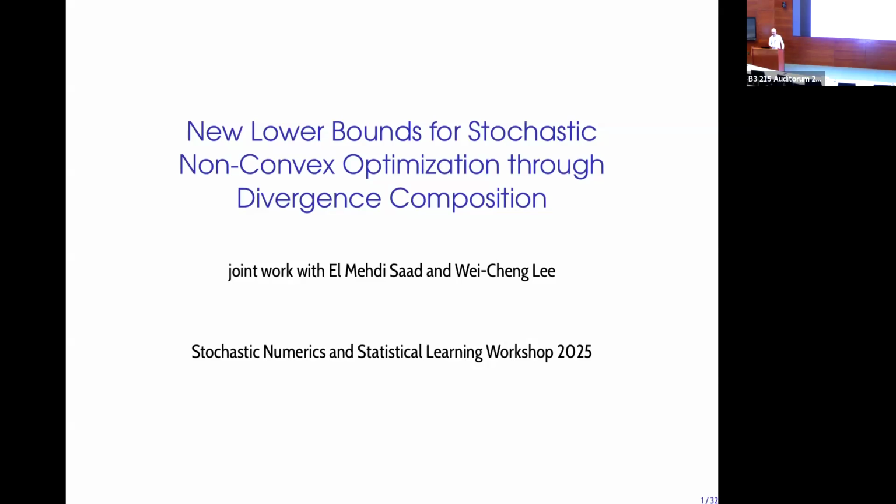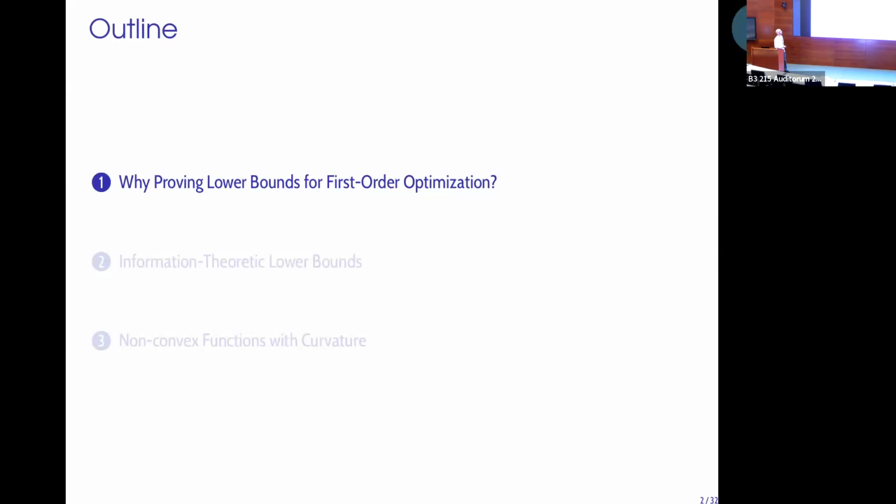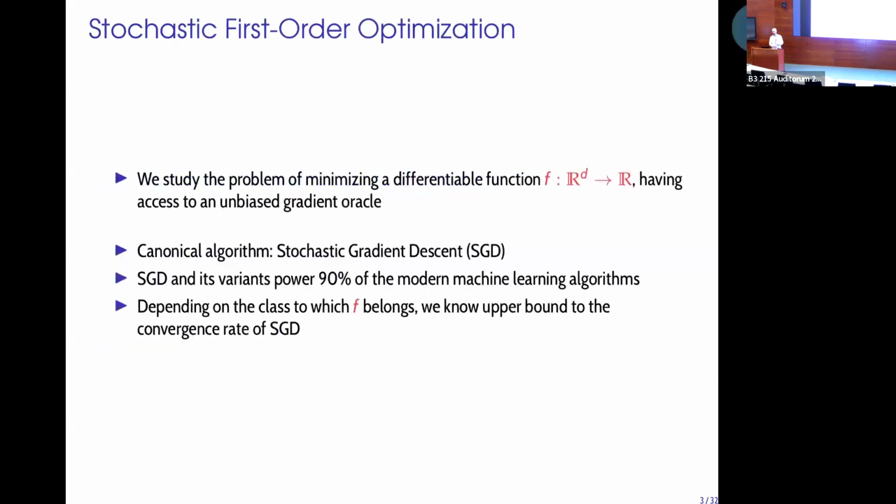Okay, so what is this about? This is new lower bounds for stochastic non-convex optimization through divergence decomposition. This is a brief outline of my talk. I will start by motivating why we should prove lower bounds for first order optimization. Then I will explain how we prove lower bounds, and in particular, what this technique is, using information theoretical tools. And finally, I'll show you what these new lower bounds are for a non-convex function that still has some kind of curvature.